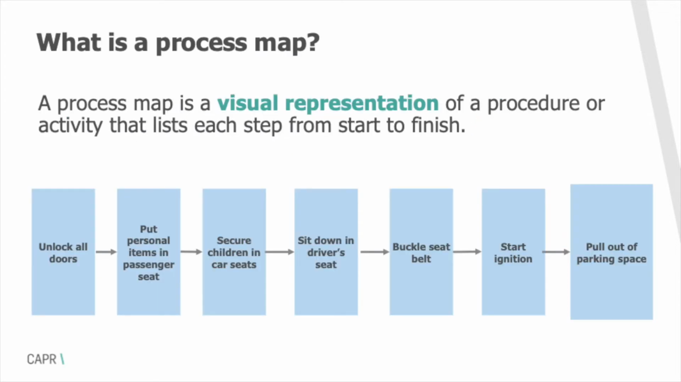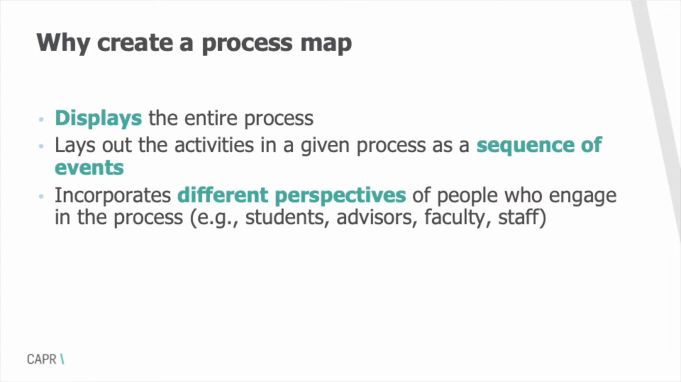Let's start by defining the term process map. A process map is a visual representation of a procedure or activity that lists each step from start to finish. This slide shows a very simple process map that describes how a parent begins a car trip with their children. Process maps are useful because they display an entire process in a way that is easy to understand. They lay out the activities in a given process as a sequence of steps, and they incorporate the perspectives of different people who will engage in the process by mapping each role in the process.